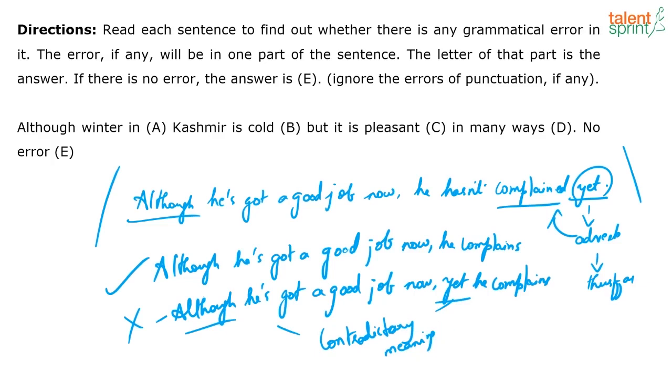Although he's got a good job now, he complains. Which means, although is giving me that contradictory meaning already, I don't need a yet. That's exactly what our context is saying. I'll remove the but and I will not replace it with yet, because although covers it. Right?